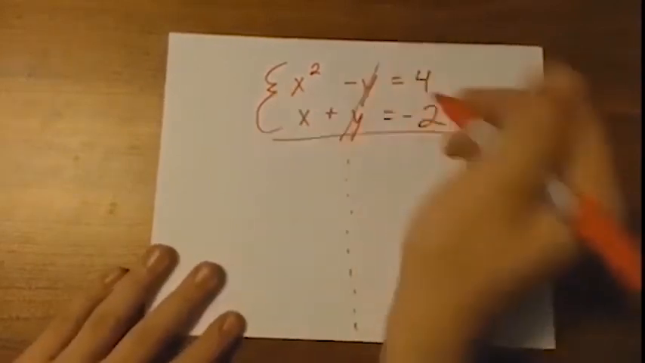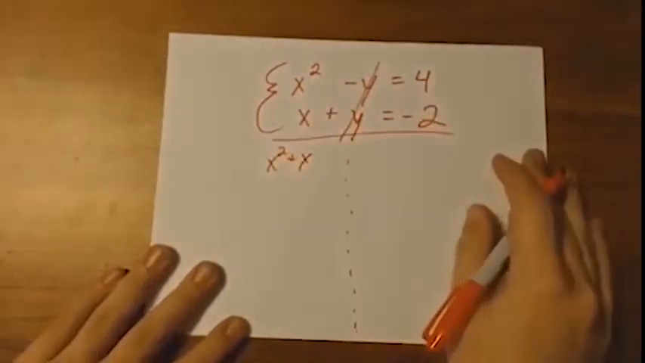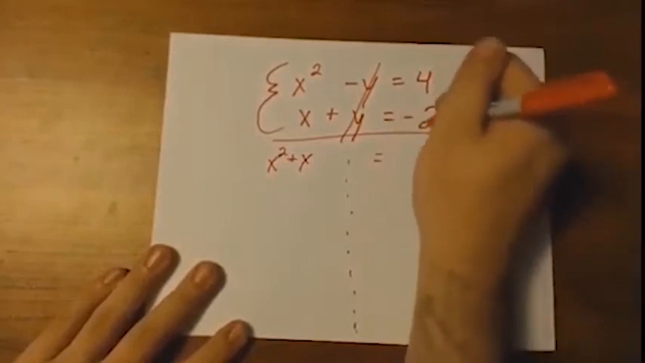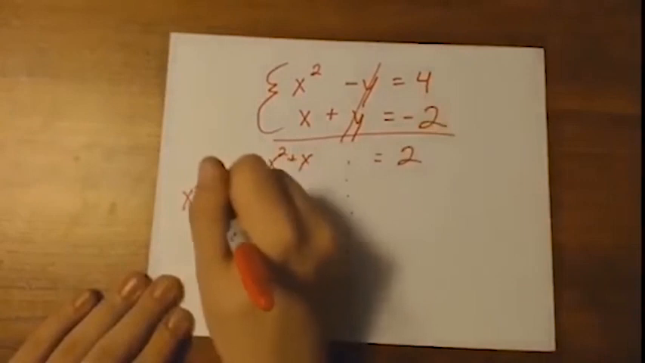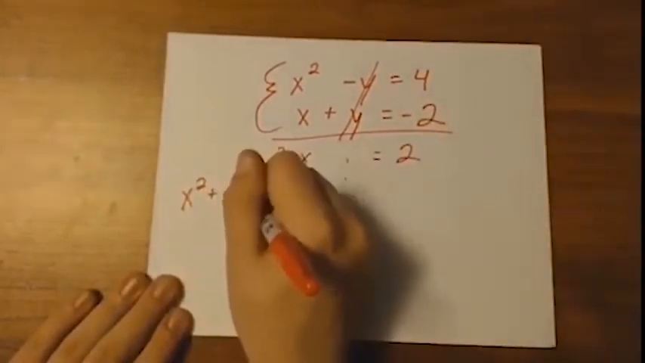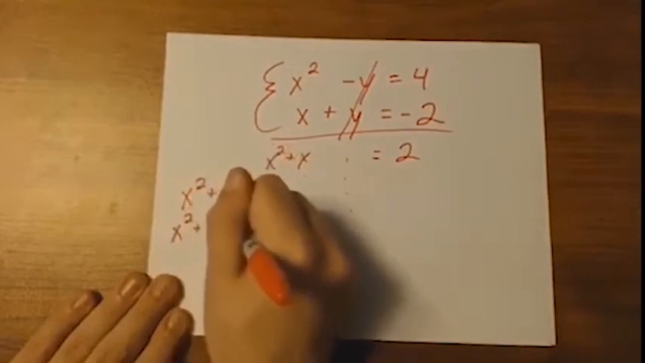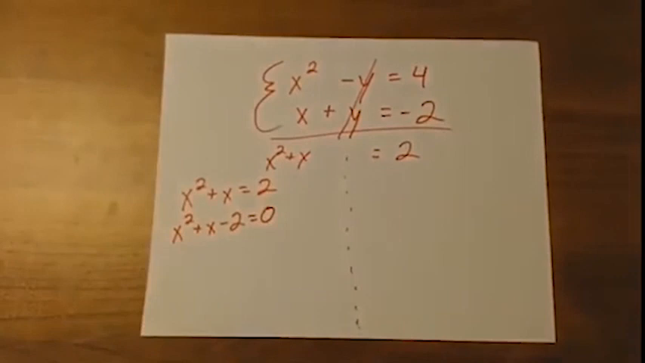Let's see what happens. So x squared plus x is just x squared plus x, nothing more we can do, equals 4 minus 2 is 2. x squared plus x equals 2. Get everything on one side, 0 on the other. Factor and solve.